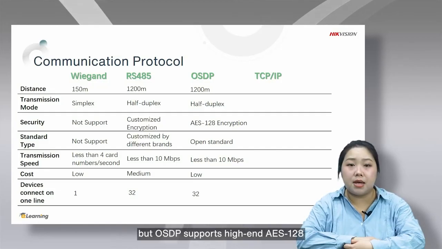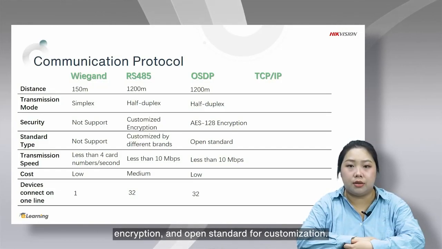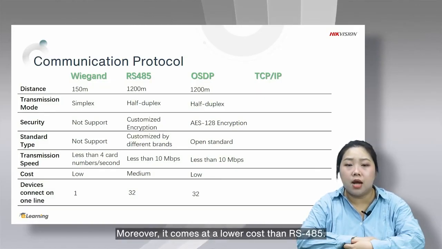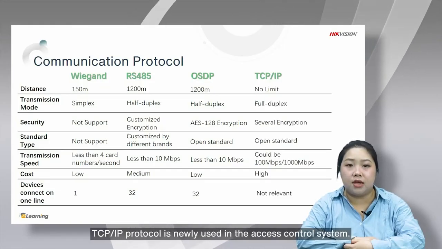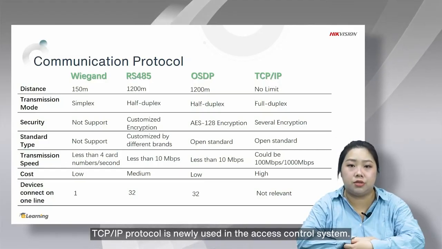But OSDP supports high-end AES 128 encryption, an open standard for customization. Moreover, it comes at a lower cost than RS-485. And TCP/IP protocol is newly used in the access control system.